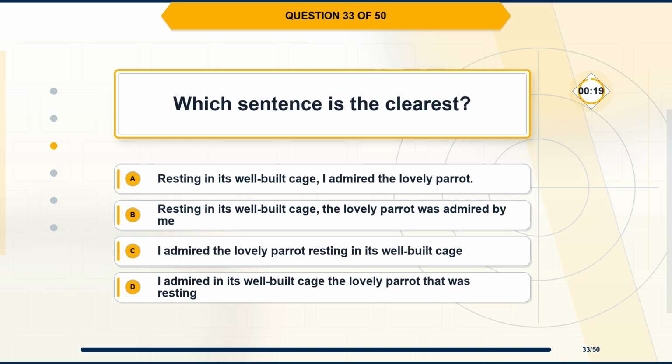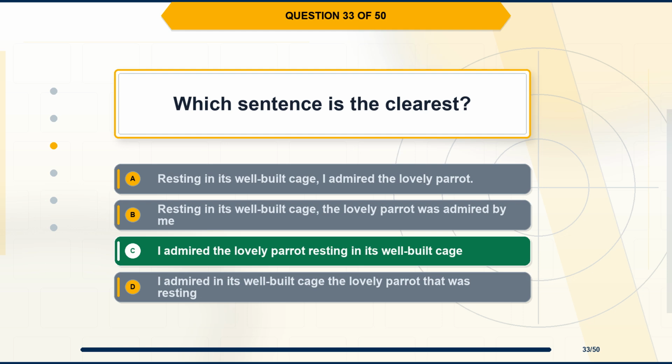Question 33. Which sentence is the clearest? Option A. Resting in its well-built cage, I admired the lovely parrot. Option B. Resting in its well-built cage, the lovely parrot was admired by me. Option C. I admired the lovely parrot resting in its well-built cage. Option D. I admired in its well-built cage the lovely parrot that was resting.